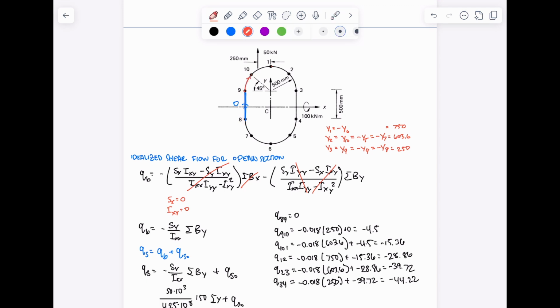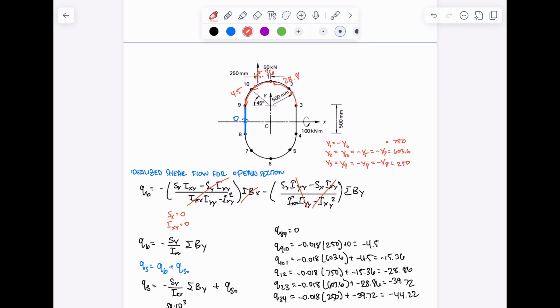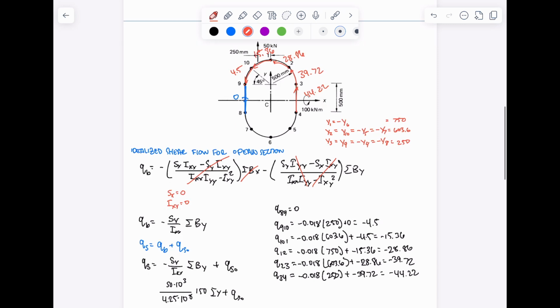All right. So if we were to draw it here, we know that 8 to 9 is 0. 9 to 8 is negative 4.5. And there is no negative in the shear flow, so it just means it's going the opposite direction. So instead of going from 8 to 9, it's going from 10 to 9 in a positive 4.5 shear flow. And again, from 10 to 1, so it's negative, so it's 1 to 10, is 15.36. 2 to 1 is 28.86. And 3 to 2 is 39.72. And 4 to 3 is 44.22.